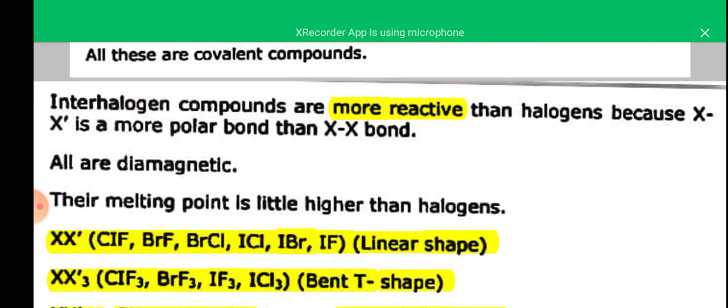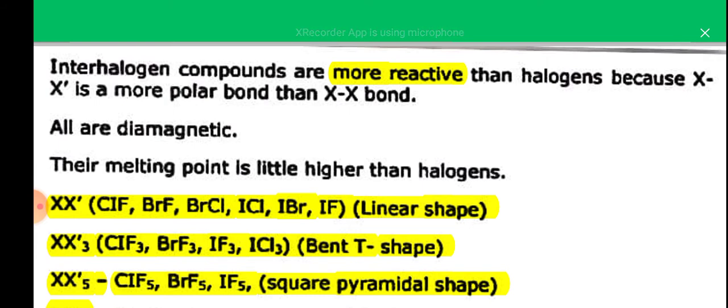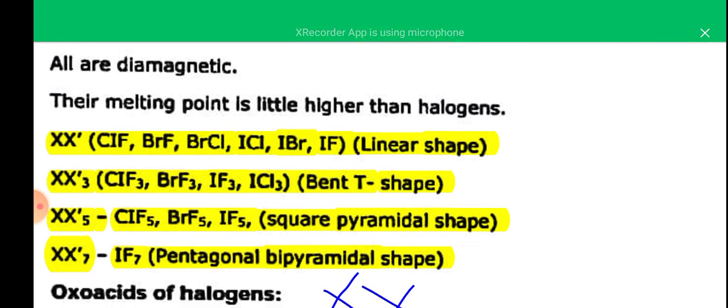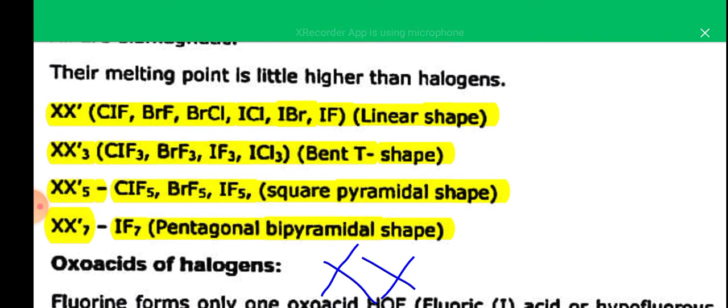All interhalogen compounds are more reactive than halogens, because the X-X' bond is more polar than the X-X bond. The bond present in interhalogen compounds is more polar than the bond between two atoms of the same halogen. That's why interhalogen compounds are more reactive than halogens. All interhalogens are diamagnetic, and their melting point is a little higher than that of halogens.